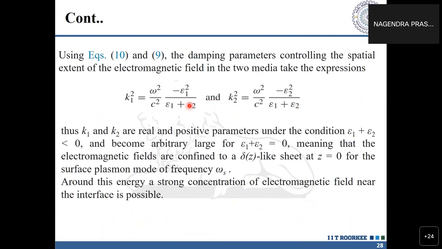Using equations 10 and 9, the damping parameters controlling the spatial extent of the electromagnetic field in the two media can be written as k1 square equal to omega square by c square minus epsilon 1 square divided by epsilon 1 plus epsilon 2, and k2 square equal to omega square by c square minus epsilon 2 square divided by epsilon 1 plus epsilon 2. Thus k1 and k2 are real and positive parameters under the condition epsilon 1 plus epsilon 2 less than 0, and they become arbitrarily large for epsilon 1 plus epsilon 2 equal to 0, meaning that the electromagnetic fields are confined to a delta-like field at z equal to 0 for the surface plasmon mode of frequency omega s. Around this energy, a strong concentration of electromagnetic field near the interface is possible.